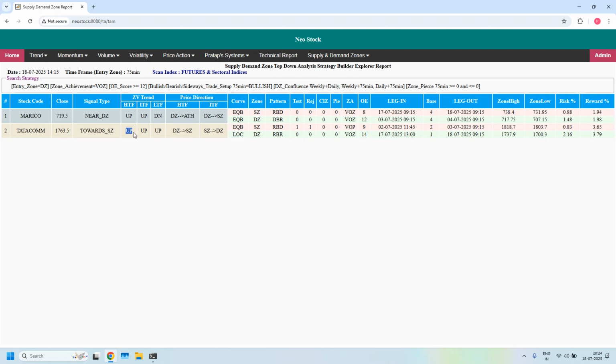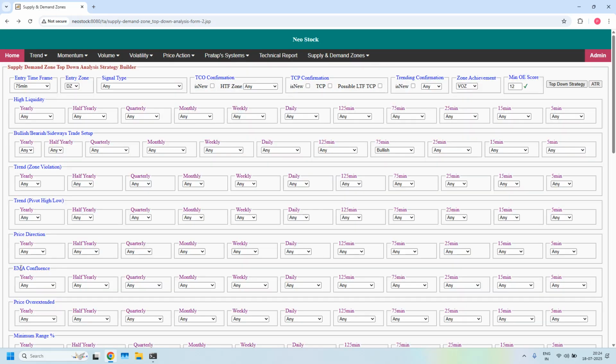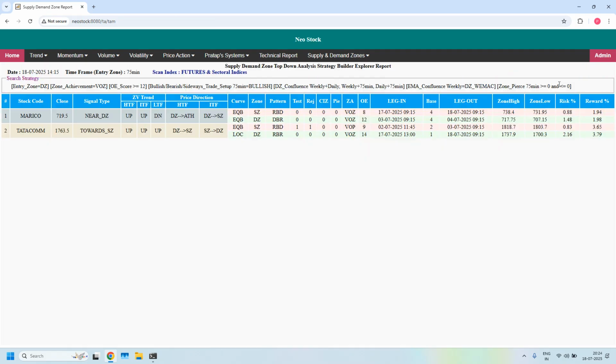And also weekly trend is up in both the stocks. Let us further filter these 2 stocks with weekly EMA confluence. I'm checking weekly demand zone with weekly EMA confluence. Both are filtered. That means both these 75 minutes demand zones might be having more high probability to get success.